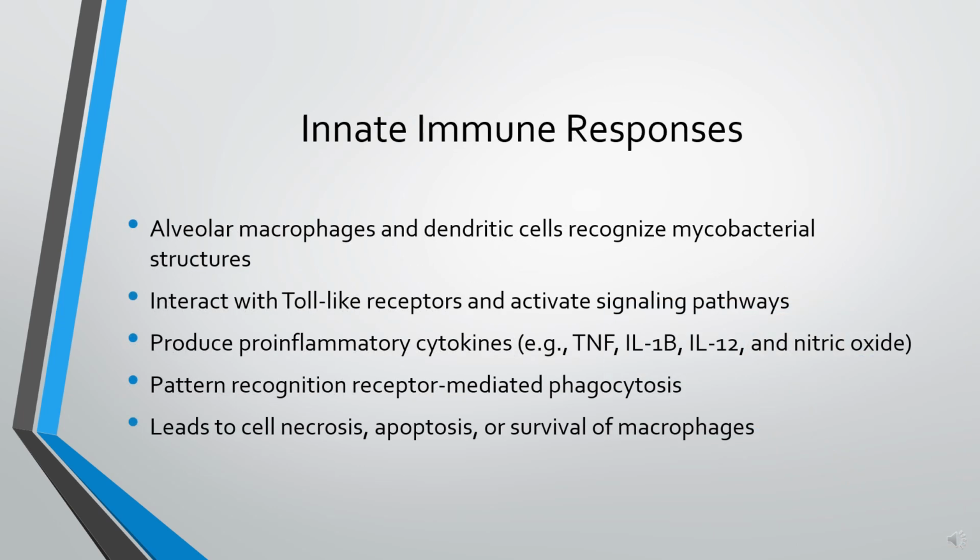Infection with Mycobacterium tuberculosis leads to certain innate immune responses. Following infection, alveolar macrophages and dendritic cells recognize mycobacterial structures. After recognizing the microbe, these cells interact with toll-like receptors and activate signaling pathways to produce pro-inflammatory cytokines. Following this, pattern recognition receptor-mediated phagocytosis leads to phagosome-lysosome fusion and acidification. Ultimately, these processes lead to cell necrosis, apoptosis, or the survival of the infected macrophages.